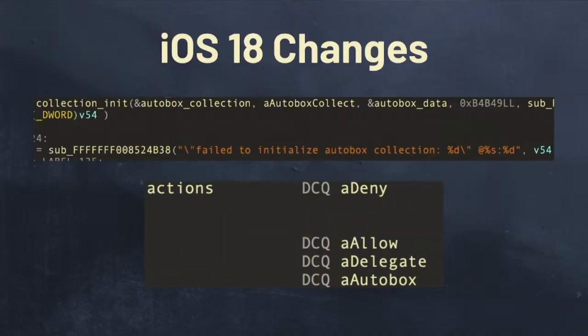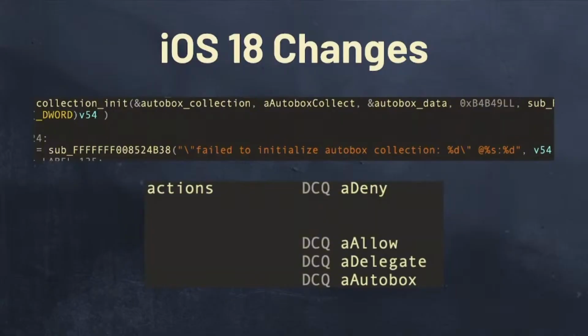So what changed in iOS 18? In short, a new collection profile called Autobox was introduced. It seemed to be just Protobox with a new name. Some minor structural changes in the format were made. Also, more filters, which are the conditions, were added. And most importantly, two new actions were added. So apart from allow and deny, we now have autobox and delegate.